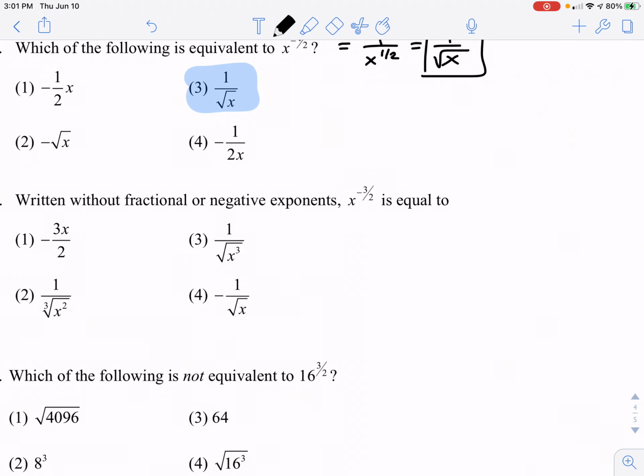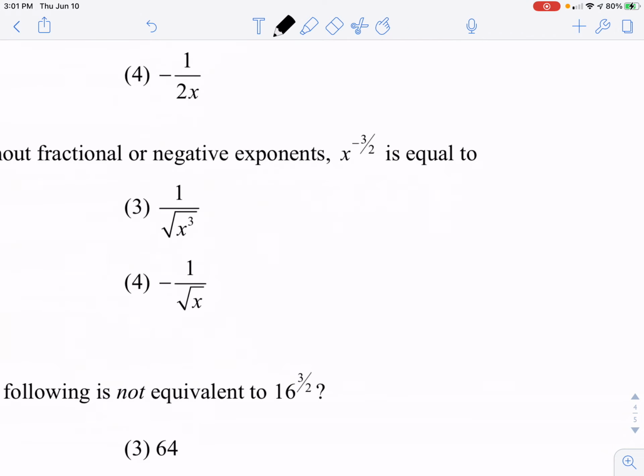Written without fraction or negative exponents, x to the negative 3 halves is equal to, well, first it's 1 over x to the positive 3 halves, which is the same thing as the square root of x to the third power. But we don't need to write square root as a second root, just write it with the symbol like this.